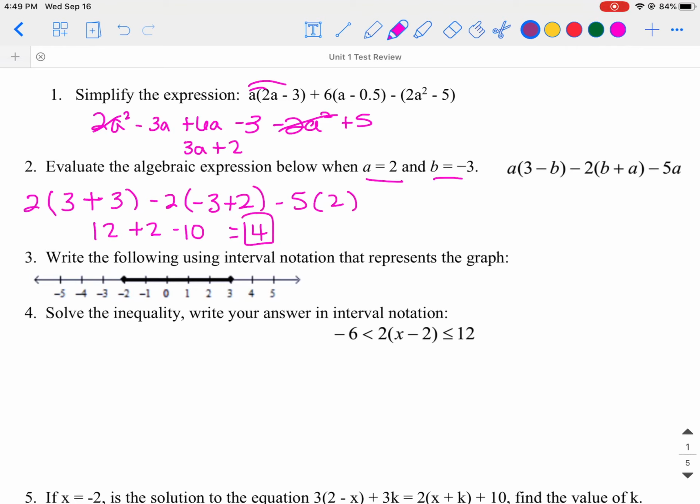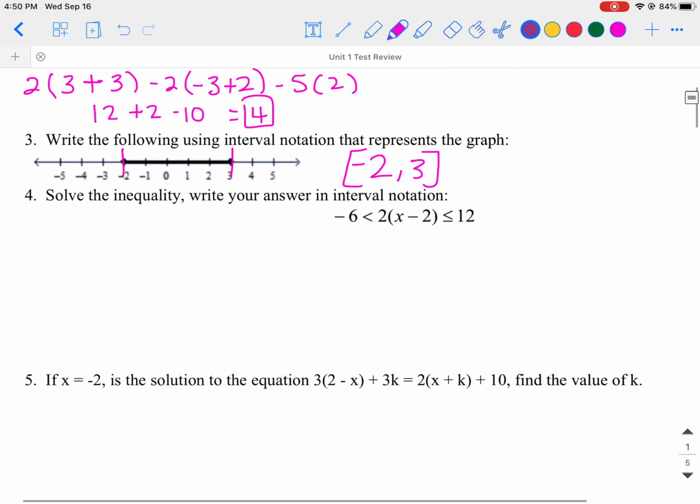Number 3, we need to write that in interval notation. So our graph starts here at negative 2 and stops there at 3, and they are closed dots, so they are both brackets. Number 4, we have to solve this inequality.